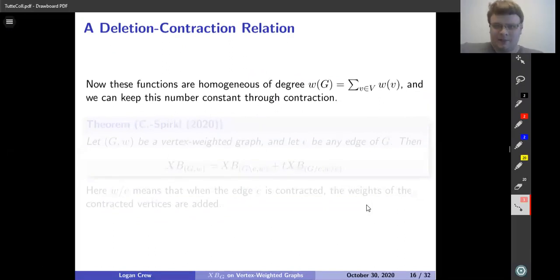And why does this help here? Well, because now these functions are homogeneous of degree equal to the total weight of the graph. And that is a number we can arrange to keep constant through contraction.